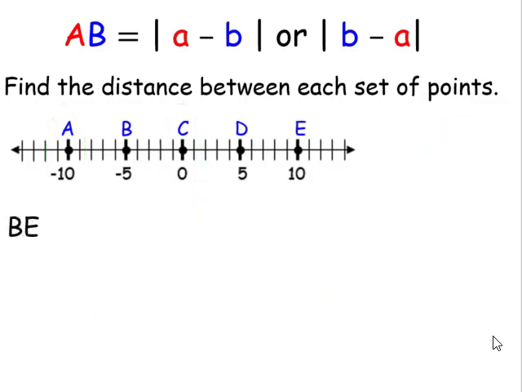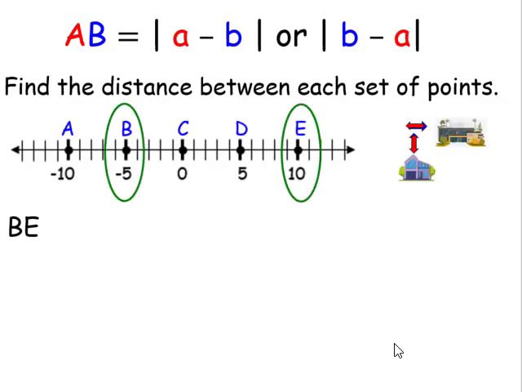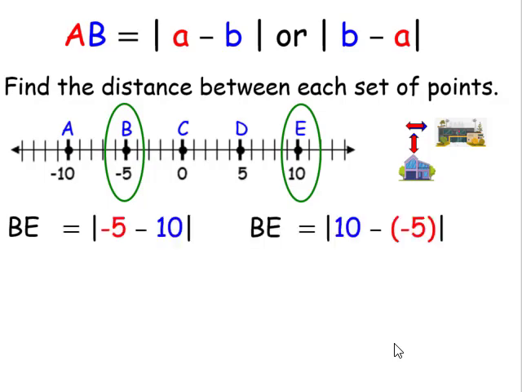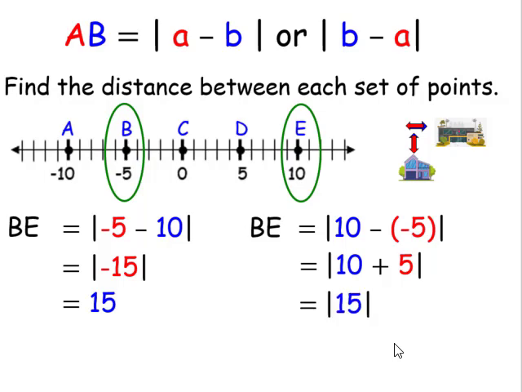You may want to pause to try the next example. We can say the distance between point B and E is equal to the absolute value of negative 5 minus 10, or the absolute value of 10 minus a negative 5. Negative 5 minus 10 is negative 15, and the absolute value of negative 15 is 15. 10 minus a negative 5 is 10 plus 5. 10 plus 5 is 15, and the absolute value of 15 is 15.